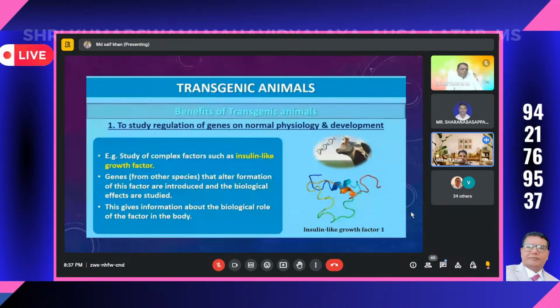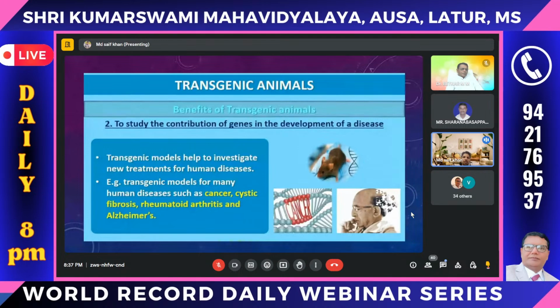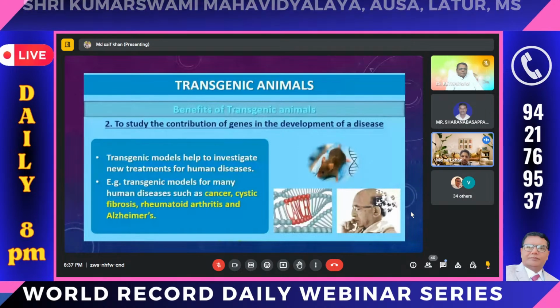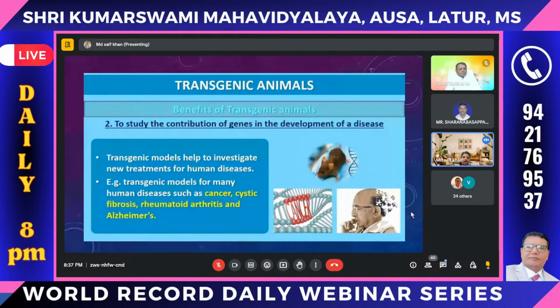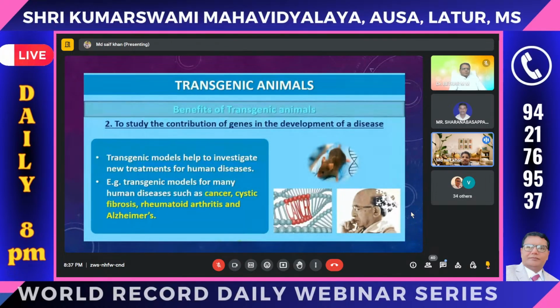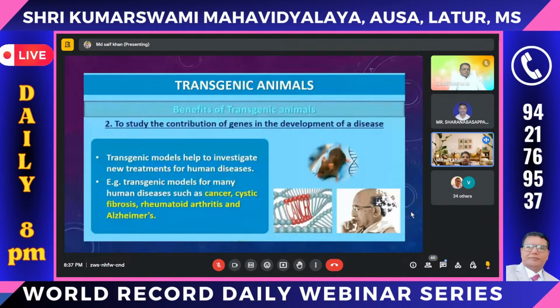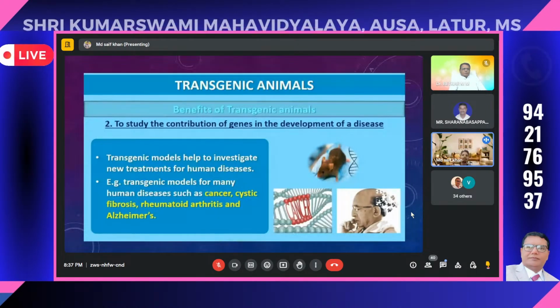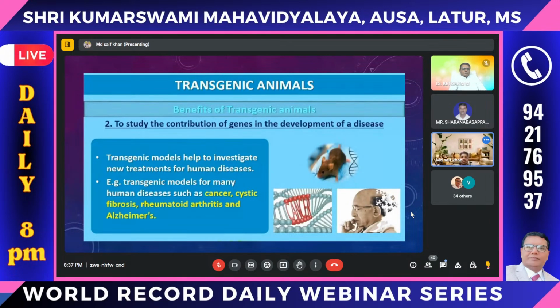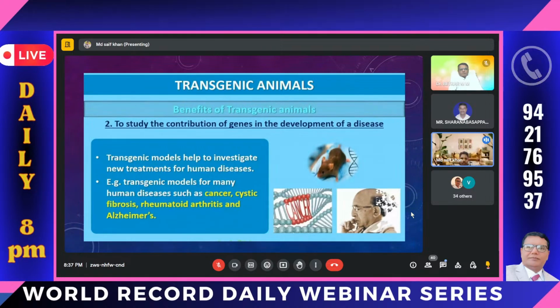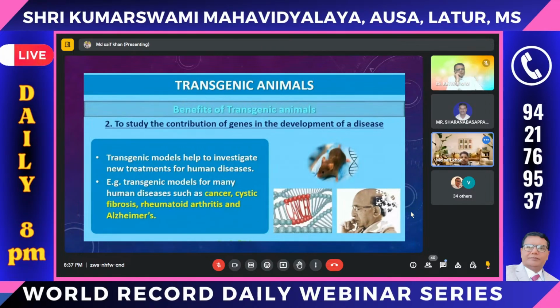Next, we can also study the contribution of genes in the development of disease by using transgenic animals, which are helpful for studying the contribution of a gene. Right? Transgenic models help to investigate new treatments for human disease. Example: transgenic models for many human diseases such as cancer, cystic fibrosis, rheumatoid arthritis, and Alzheimer's.